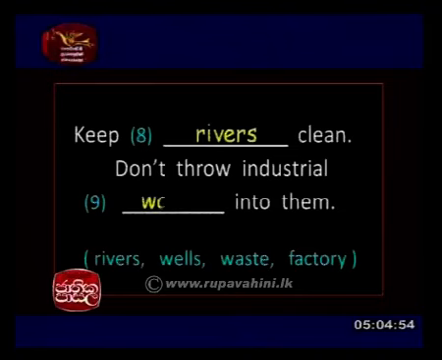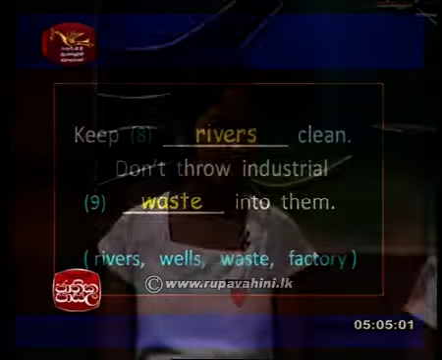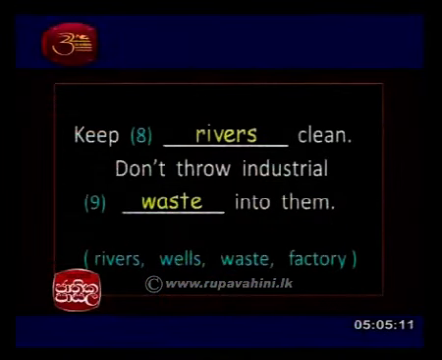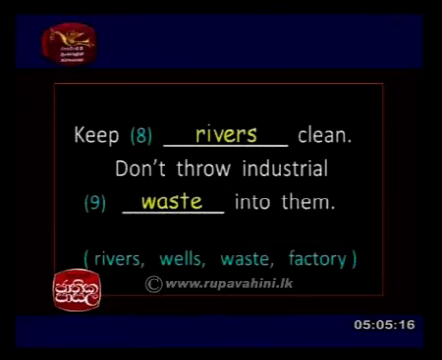Now, instead of rivers, can't we put wells? We usually don't put waste into wells. Very good. Now see, there are two words to confuse you all. Keep wells clean also you can use. But you know that you don't throw garbage, especially industrial waste, into a well, right? So it's your common sense also, children. So that's why you can select the most appropriate word, right?